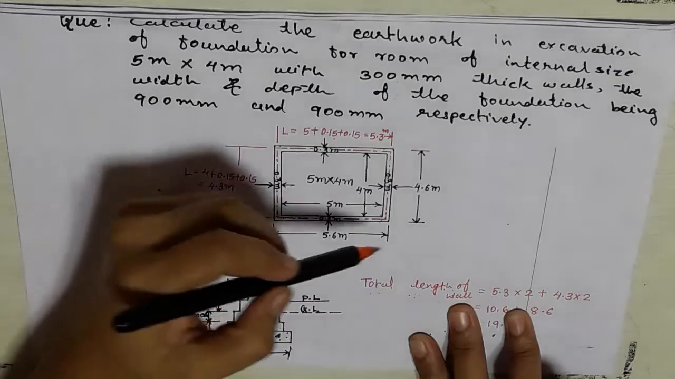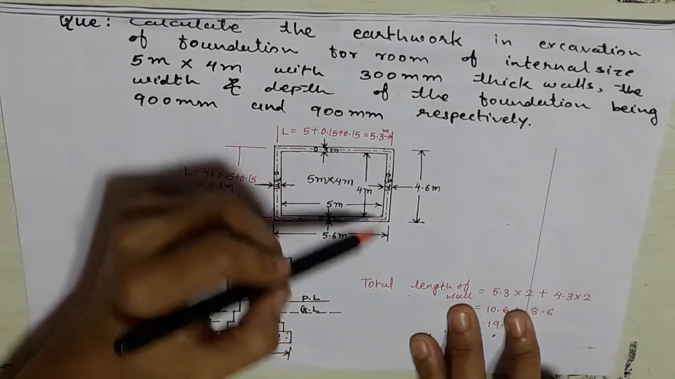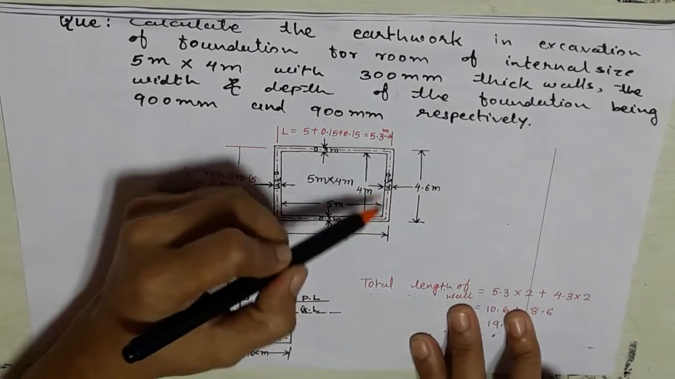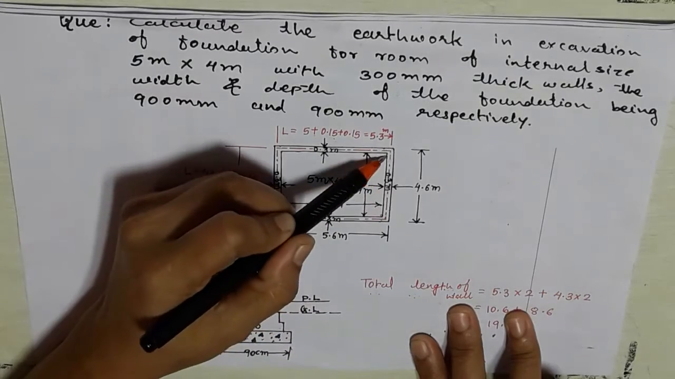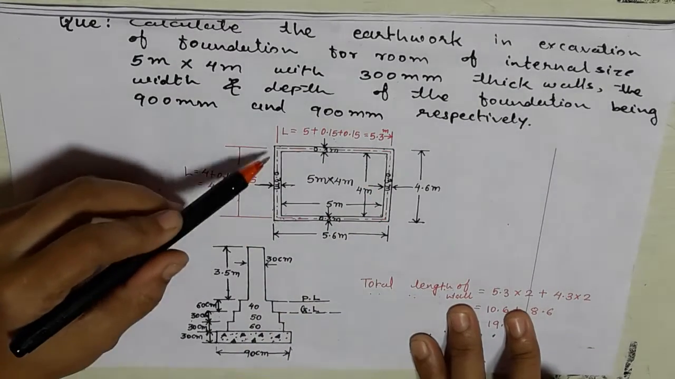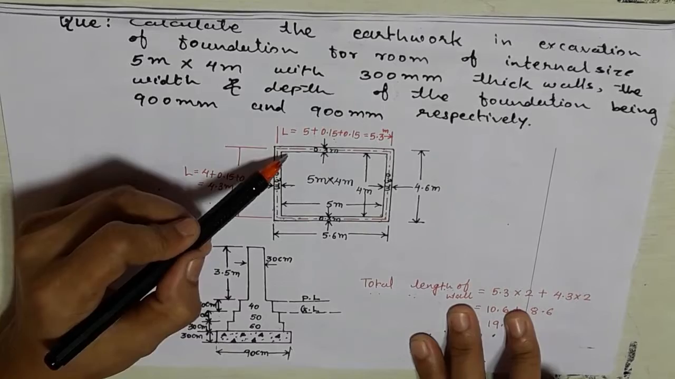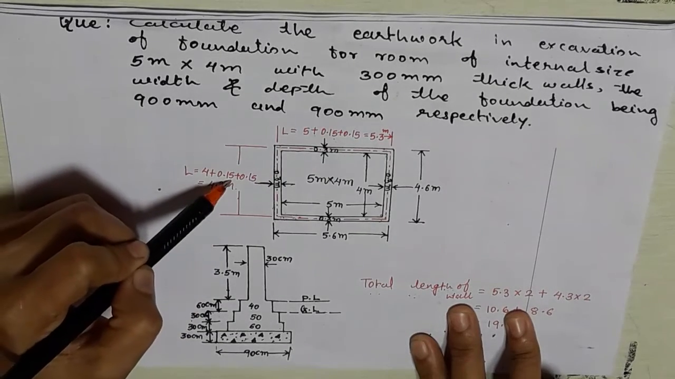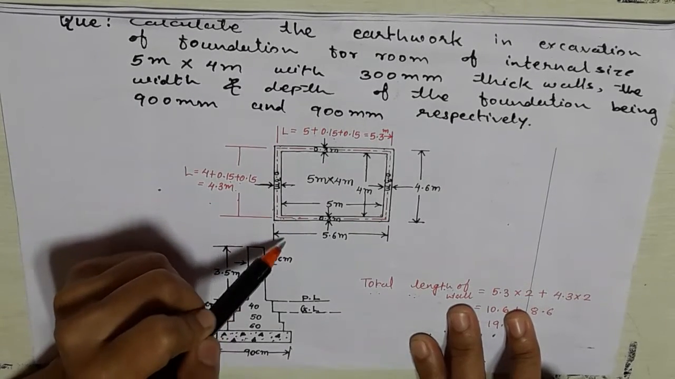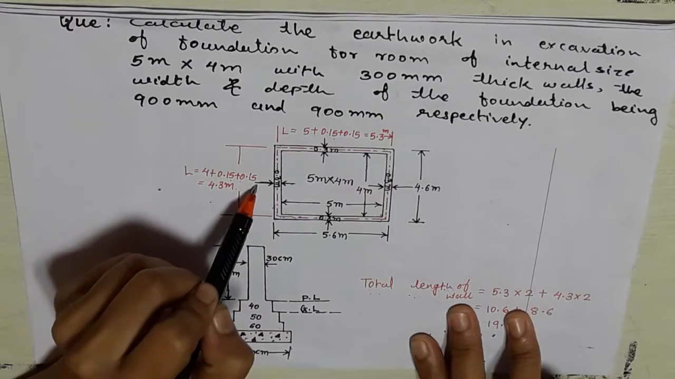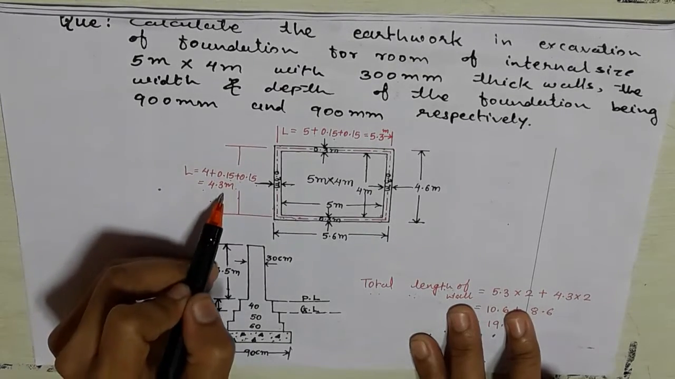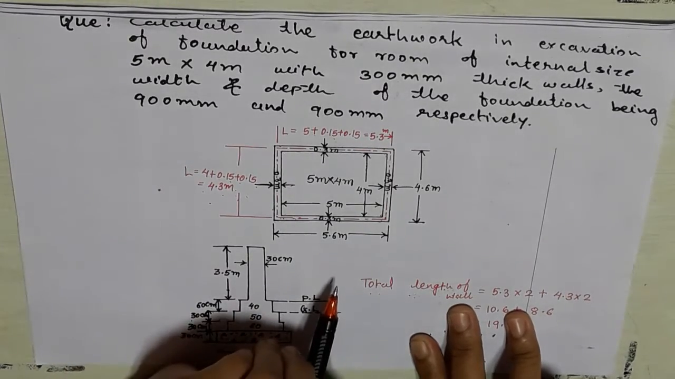Same way, the length of the short wall center to center: here the breadth, that is 4 meter, plus half the thickness of the wall on one side, that is 0.15, plus half the thickness of the wall on the other side, that is 0.15. So the length will be 4.3 meter.